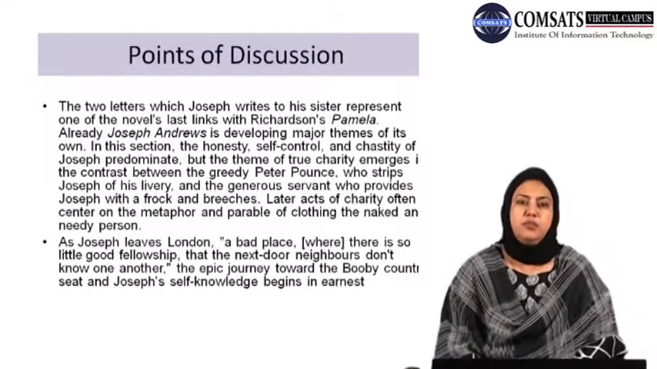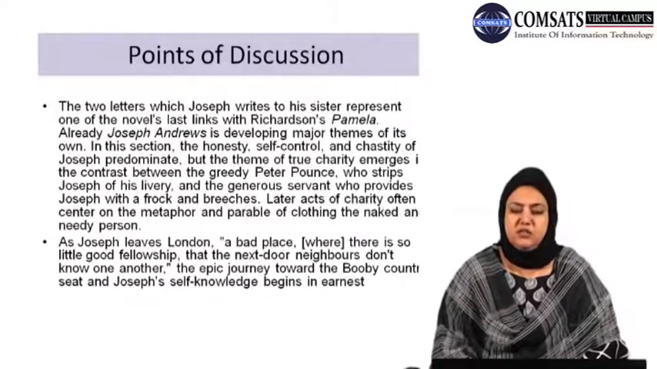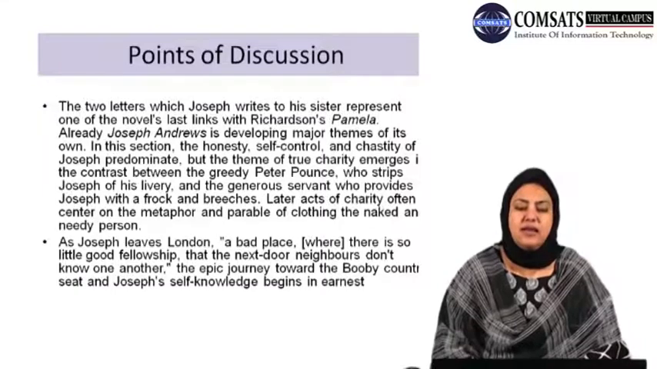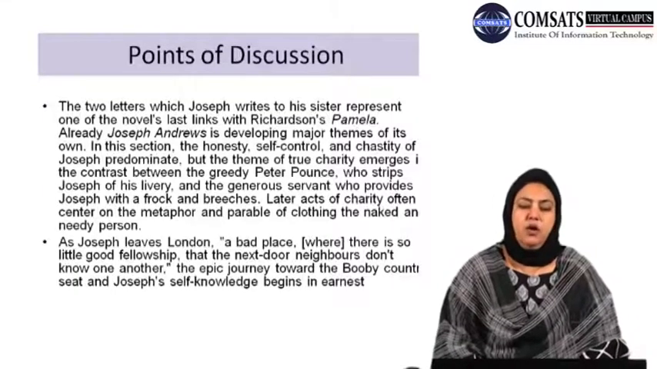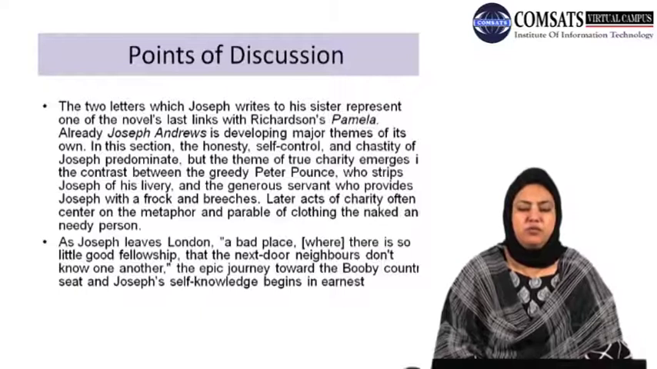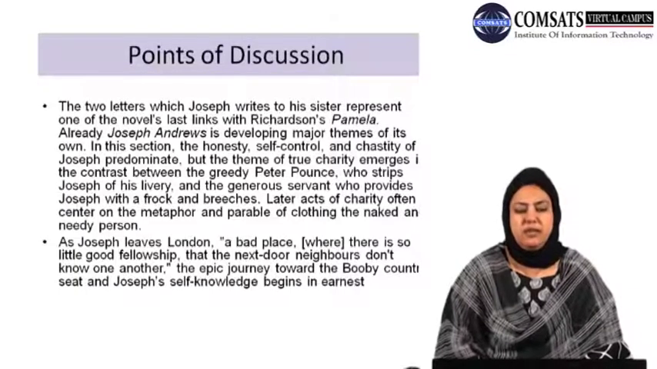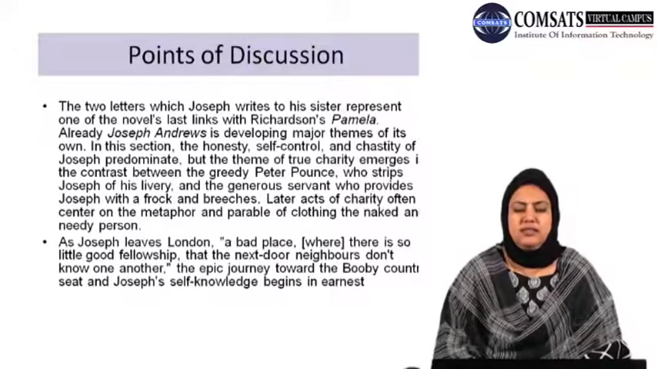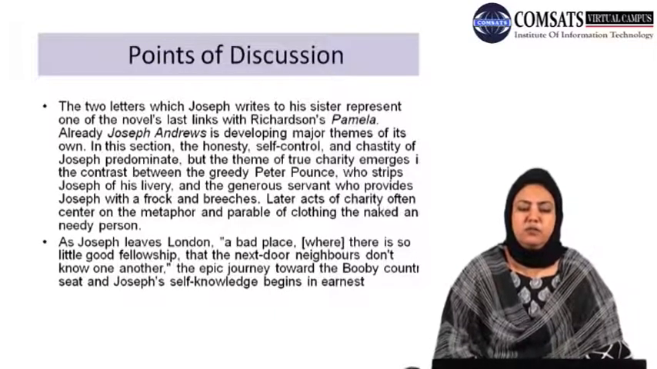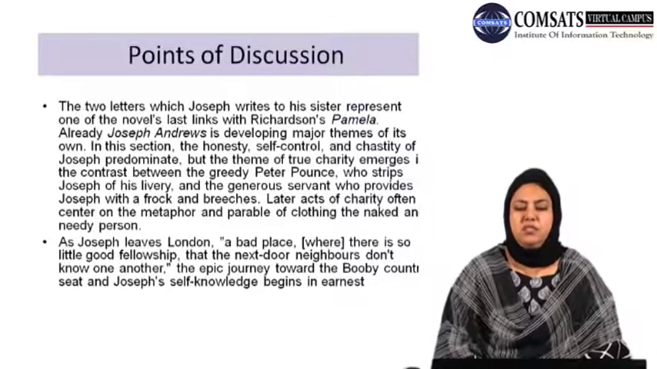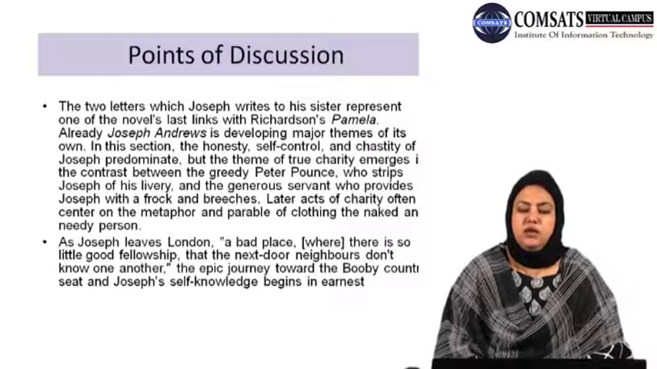Well, I think at this point it is important to mention that the 2 letters which Joseph writes to his sister represent one of the novel's last links with Richardson's Pamela. Already Joseph Andrews is developing major themes of its own. In this section, honesty, self-control and chastity of Joseph predominate. But the theme of true charity emerges in the contrast between the greedy Peter Pounce, who strips Joseph of his uniform, and the generous servant who gives Joseph his own dress. It is a sheer contrast between pretended charity and true charity.